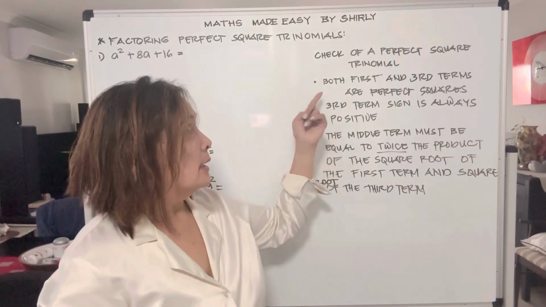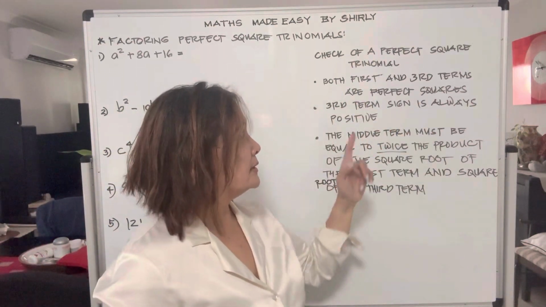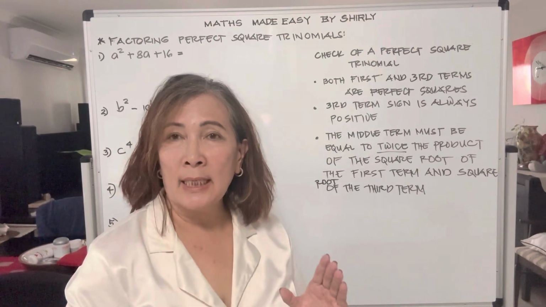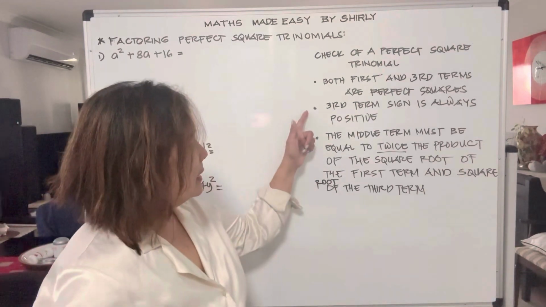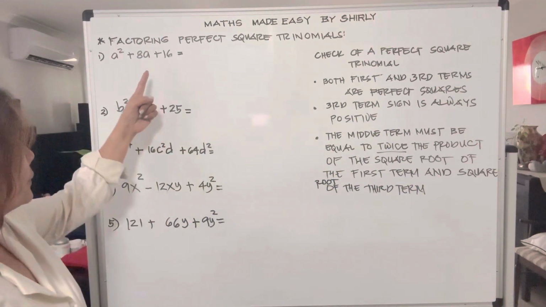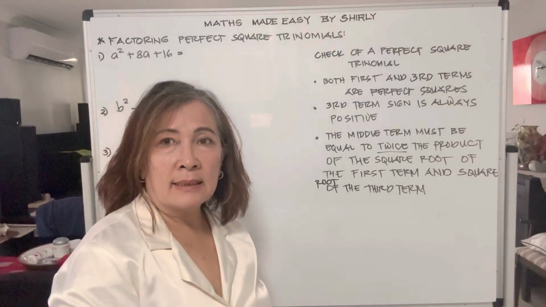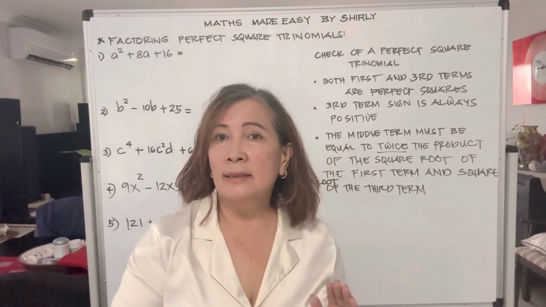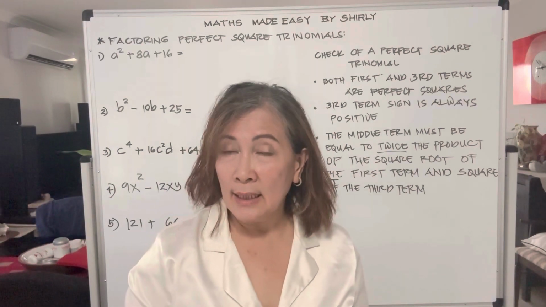First, the trinomial should have both the first and third terms as perfect squares. When you say perfect squares, you can exactly extract the square root of it. Next, the third term sign is always positive. Okay, why? Because you cannot extract the square root of a negative number. Otherwise, it is undefined.